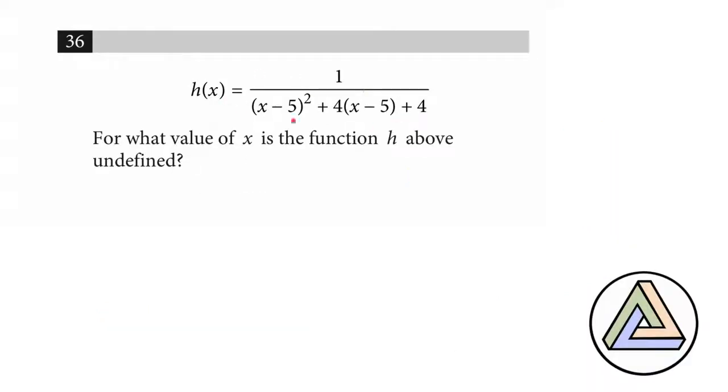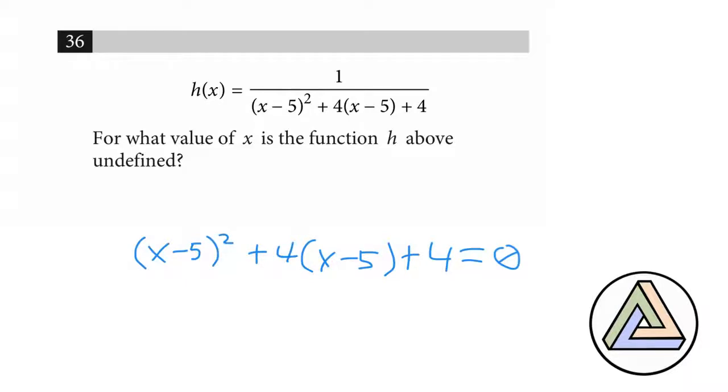Moving on. Okay, disgusting looking gobbledygook rational function. For what value of x is the function h above undefined? In other words, what value of x would cause this denominator to be 0? Right? Because undefined means the denominator is 0. That's what it means. So let's literally force the denominator to be 0 and find out what x corresponds with that situation. So that's really all I have to do, and then whatever x is, well, that is the answer.